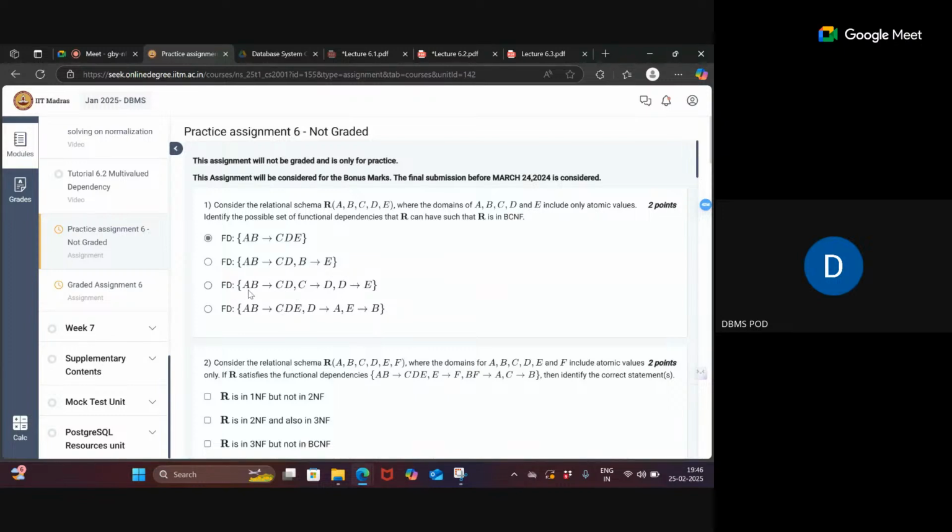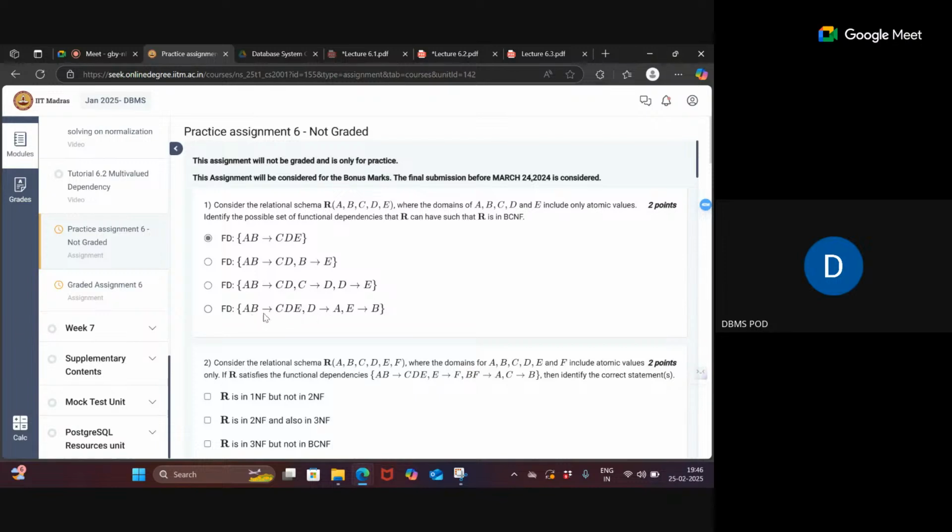And if you take the third option, AB determines CD, first just find the key. How to find the key? Just take the attributes which are not in the RHS. AB is not in the RHS. If I take AB closure, we'll get AB, CD, and from D I will get E also. So AB is the key. Now I have to check whether alpha determines beta, whether alpha is a super key or not. No, here C determines E and D determines E. C is not a super key and D is not a super key. So these two FDs are violating the BCNF rule.